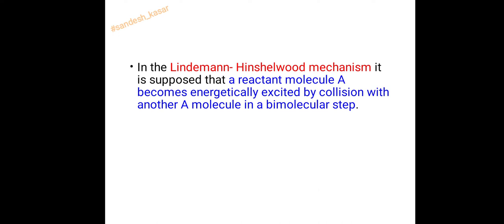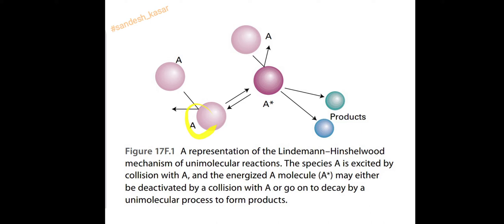Now see how it takes place. Suppose we have this A molecule, and that A molecule collides with this A molecule, so it becomes excited, A star, the excited molecule. Now in this figure, this excited A star molecule may either be deactivated, so this is the deactivation step, or it may go on to decay by a unimolecular process to form products.